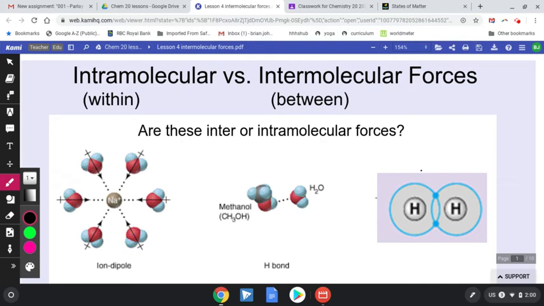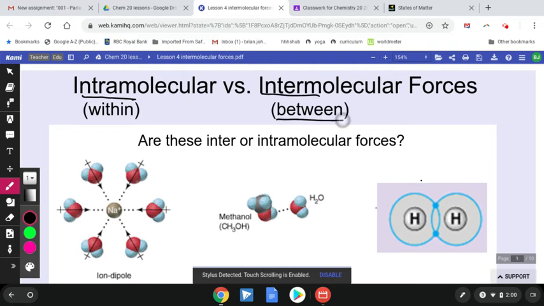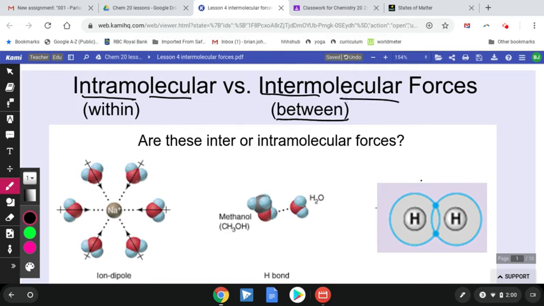So intramolecular forces, intermolecular forces. The words kind of say it all. Intra is Greek for within, and inter is Greek for between. So these are forces that are found within molecules or between molecules.